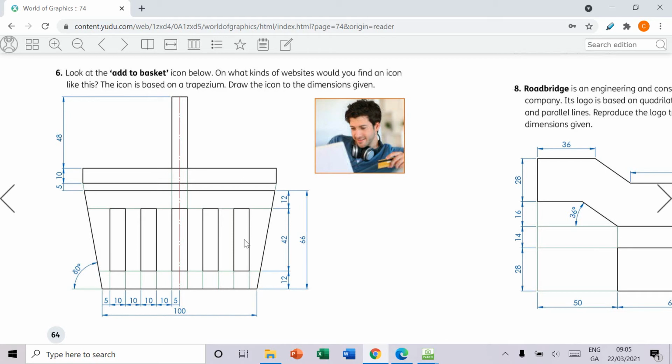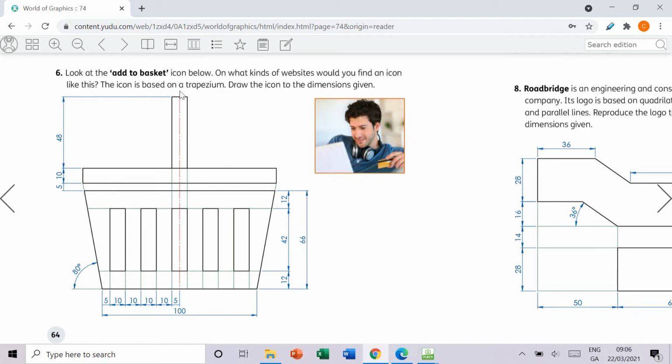Okay, so most likely you'd find an icon like this on a shopping website. So you'd choose something from the website, and when you want to buy it, you'd add it to your basket. From the basket then, you could add other items, or you could just proceed to your checkout. So that's this icon shown here.